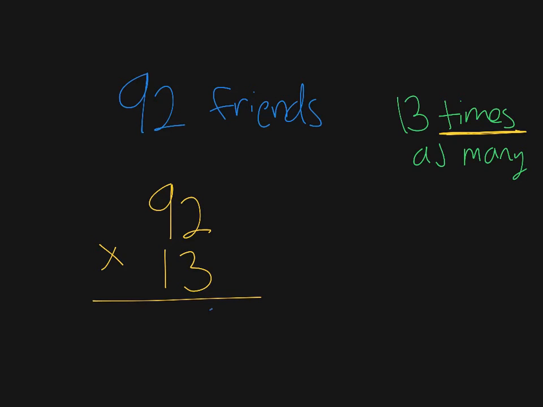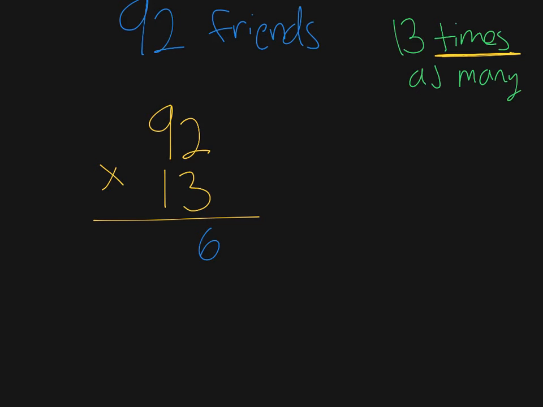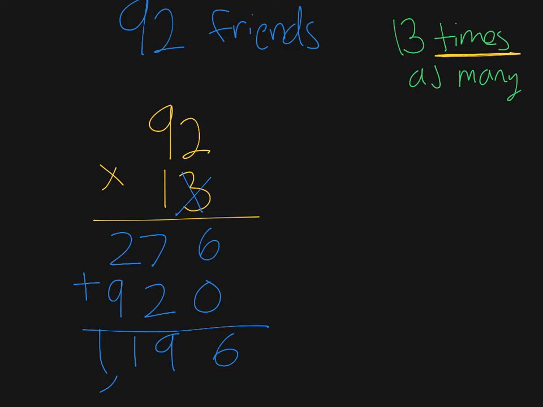And of course that will give you 3 times 2 is 6. 3 times 9 is 27. Cross out the 3. Make sure you add the 0. That's important. 1 times 2 is 2. 1 times 9 is 9. You add those up. And you know that Mrs. Newfield has 1,196 friends in all, and that is 13 times as many as 92.